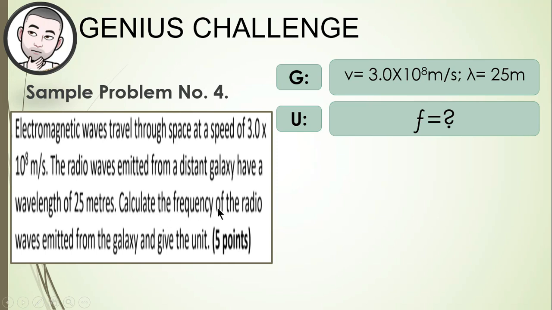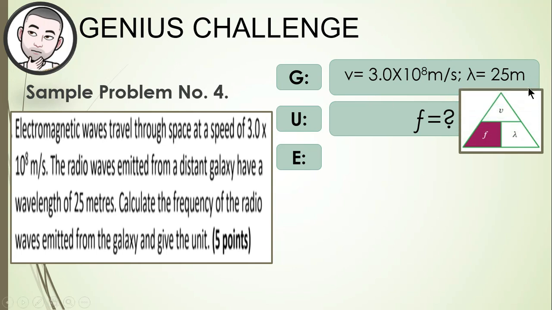Calculate the frequency. So what is now the equation? Using the triangle method, we will cover the missing variable, which is f or frequency, and then it will give us the equation. So the equation here is v over wavelength or lambda. So now the equation that you will use to solve this problem is f is equal to v divided by lambda or wavelength. Now what is the solution?